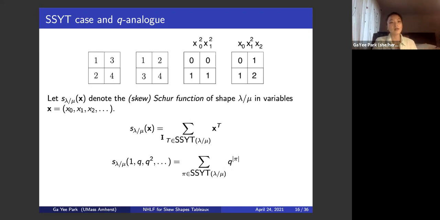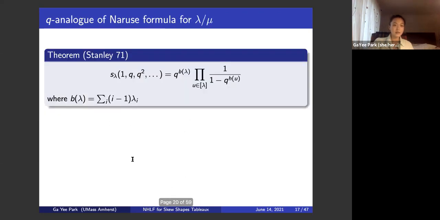If I replace all the x_i's with q to the power of i, then I would have a q-analog of the Schur function, where the power of q is the sum of all the entries in the tableau. So this would be q to the power of 2, q to the power of 4, and these two would be q to the power of 10. And this is true for both straight and skew shapes. And they also have the product formula. So this is a product formula by Stanley, and if you take q equal to 1, then you would also get the original hook length formula back.